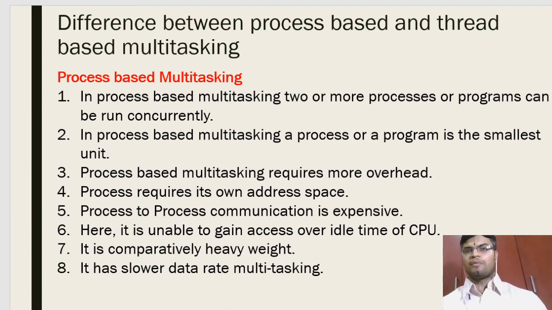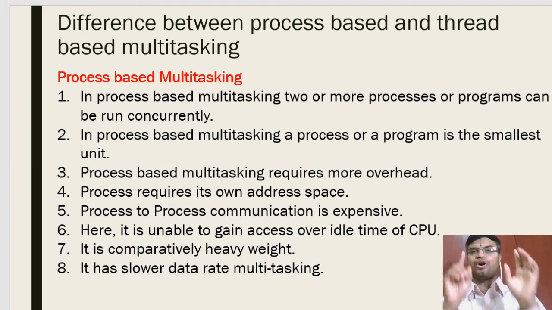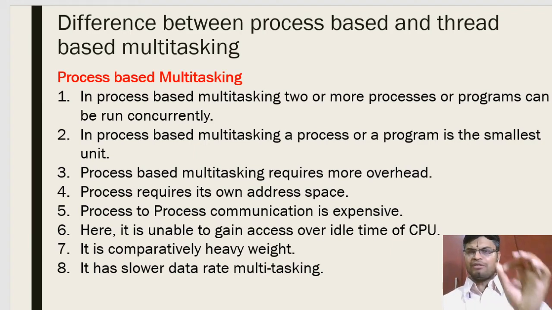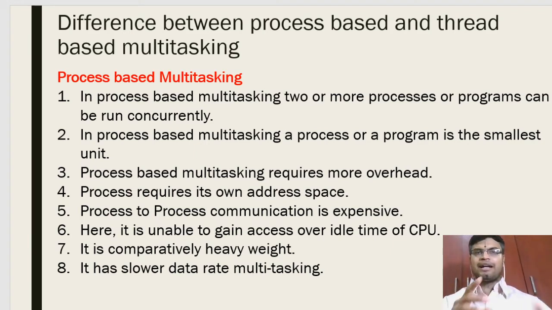So that is what we're going to talk about now. A process-based multitasking is nothing but a complete program being run on that particular processor. That is called a process, right? So if you are running multiple programs or multiple processes on the processor, then it is called process-based multitasking. So we'll see what it exactly means, right? The first point you can see, in process-based multitasking, two or more processes or programs can run concurrently or parallelly on that processor, right? That is called process-based multitasking.